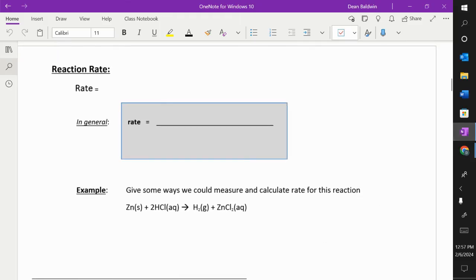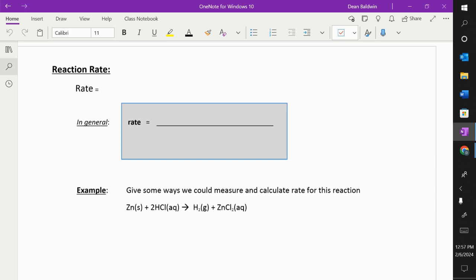Okay. Reaction rates. So for those of you taking calculus, you're going to see a lot about rates. But what does rate mean? If I said the rate of something, how fast it's going. It's some sort of change over time. That's what a rate is.